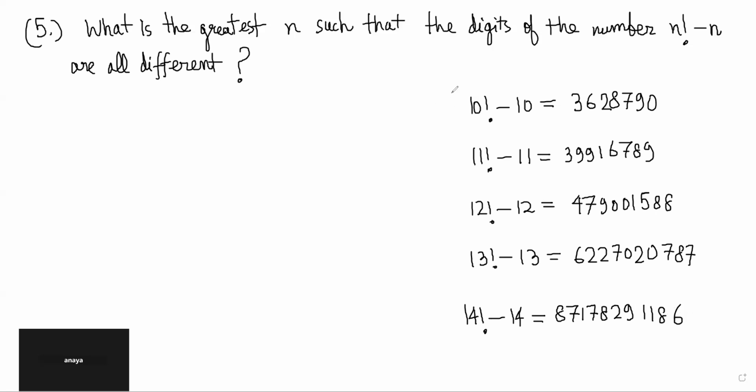So, assume that the question has given you this information just so that you don't have to multiply. But the question is still the same. You have to find the greatest n such that the digits of n factorial minus n are all different. Okay.